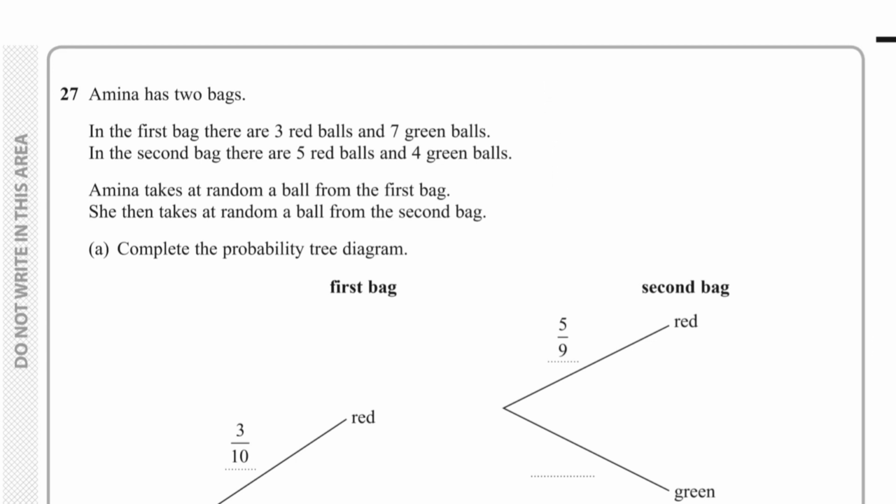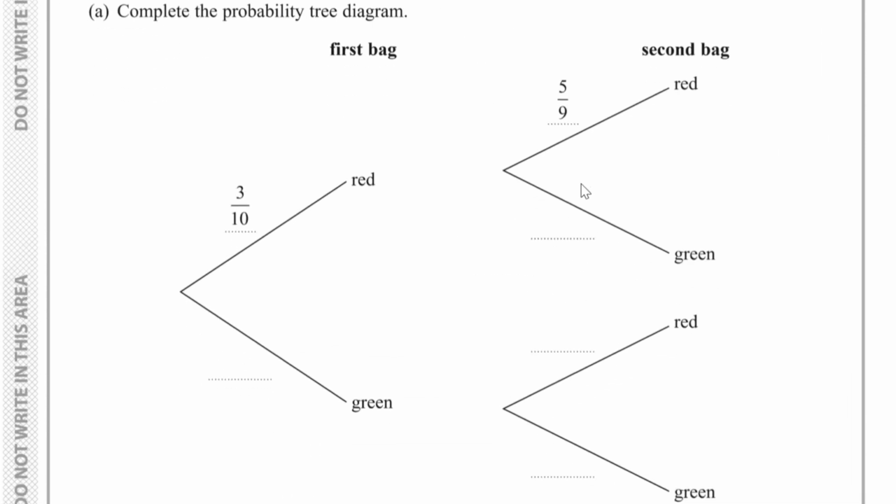Question number 27. Amina has 2 bags. In the first bag there are 3 red balls and 7 green balls. In the second bag there are 5 red balls and 4 green balls. Amina takes at random a ball from the first bag. She then takes at random a ball from the second bag. We have to complete the probability tree diagram.